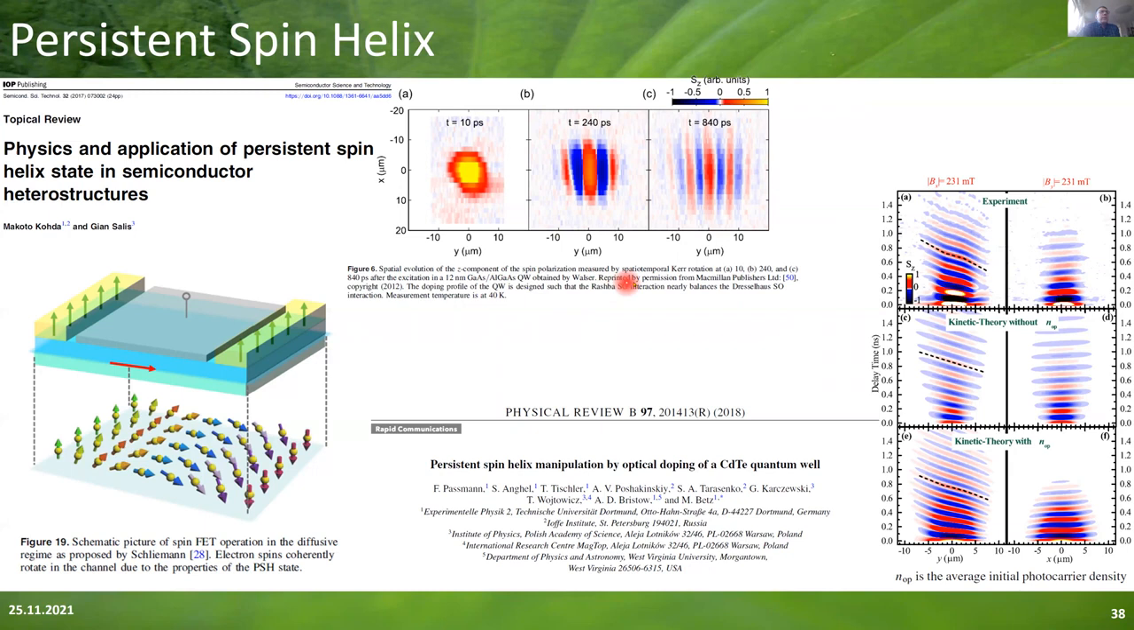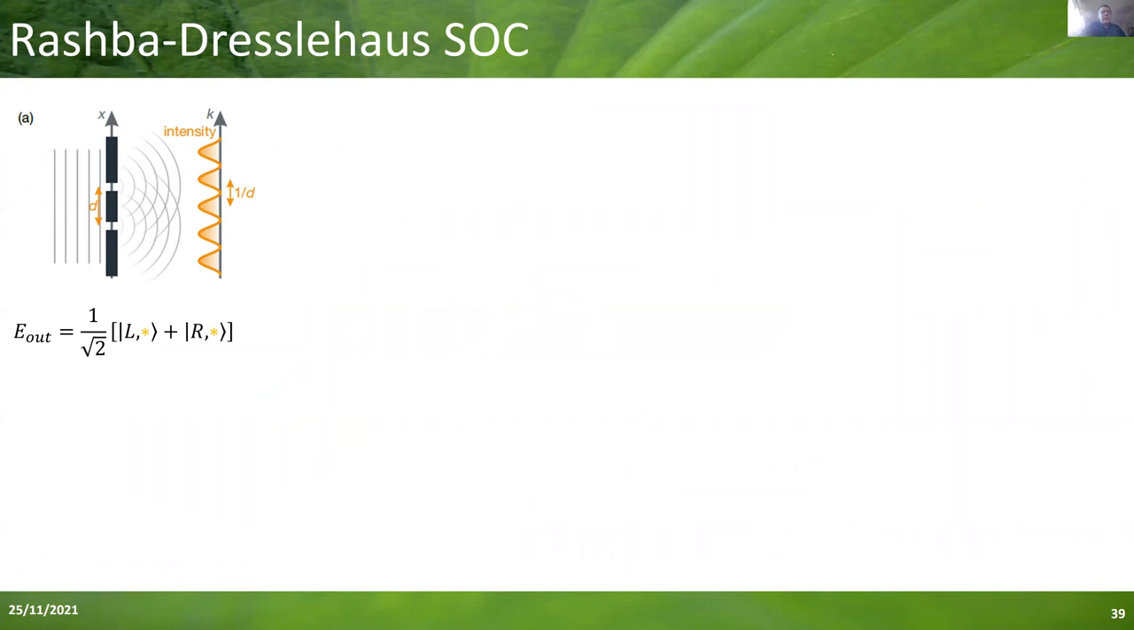People observed this persistent spin helix, for instance, in Kerr rotation experiments, where they excite the sample and detect the spin polarization, and so they observe how the spin diffused, and this spin diffusion was in the form of stripes. They can use a magnetic filter, etc. And also we would like to observe the same phenomenon in our system, but then we realized that this experiment which we are going to perform just resembles the well-known experiment of Young, which was done almost 200 years ago.